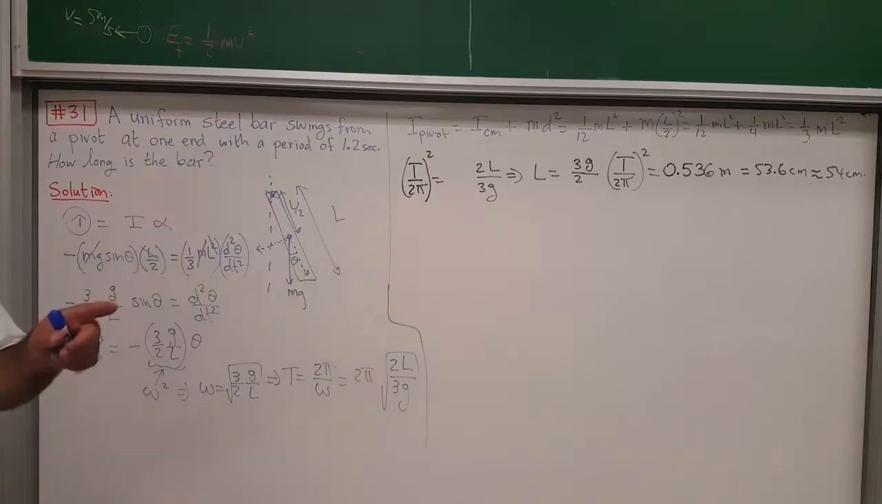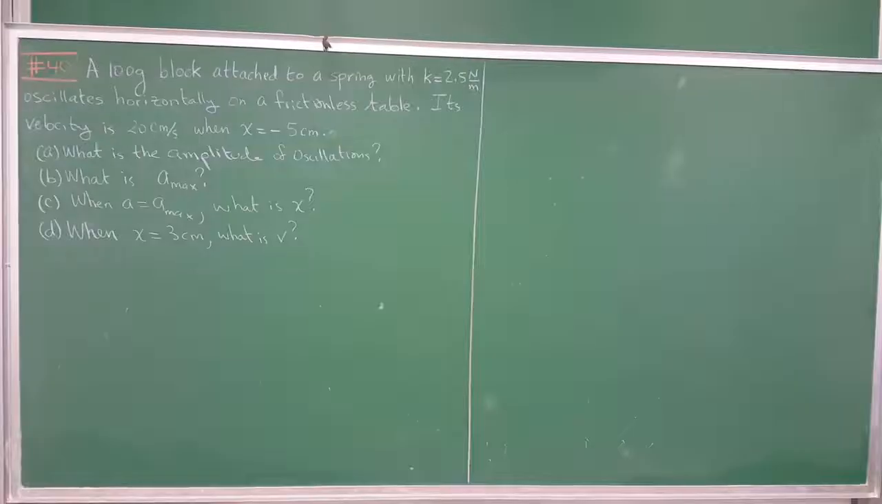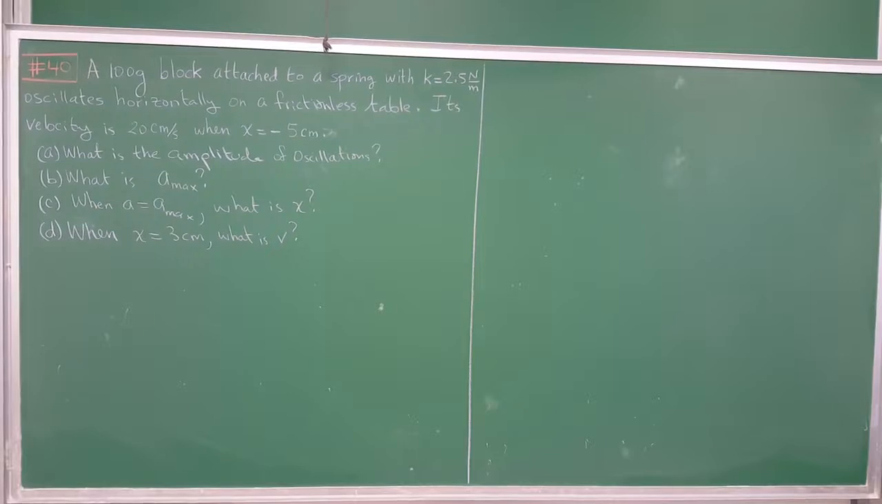I will do one more problem, and then I want to do a more challenging problem. All right. Let's read this one. Number 40. A block attached to a spring with force constant K equal to 2.5 newtons per meter oscillates horizontally on a frictionless table, so no friction. Its velocity is 20 centimeters per second when x is equal to -5 centimeters. What is the amplitude of oscillations? What is the maximum acceleration? When the acceleration is a maximum, what is x? And when x is equal to 3 centimeters, what is v?